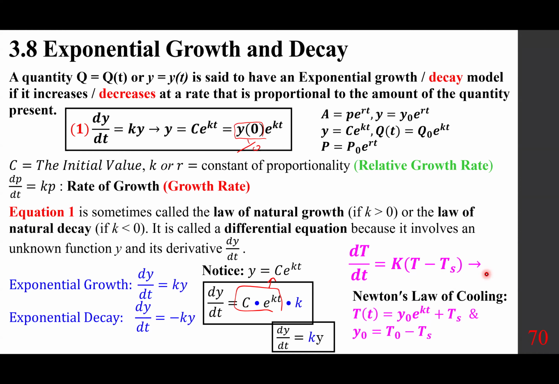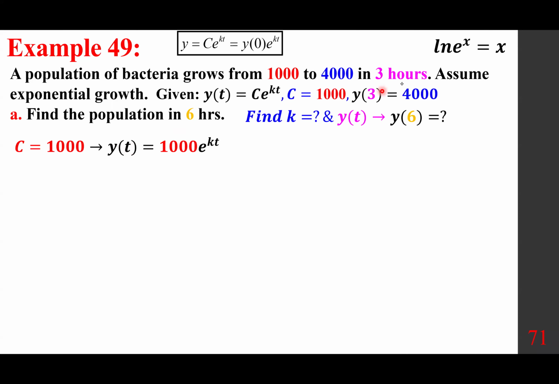Then we said y of 3 is 4,000. This is given, right? So if I replace the t with 3, I should get y of t equals 4,000. Let's do that. So y of 3 is 4,000. That means 1,000 times e to the power of k times 3. So clearly, I can drop the 1,000 and change this to 4. In other words, divide both sides by 4. I get 4 equals e to the power of 3k.